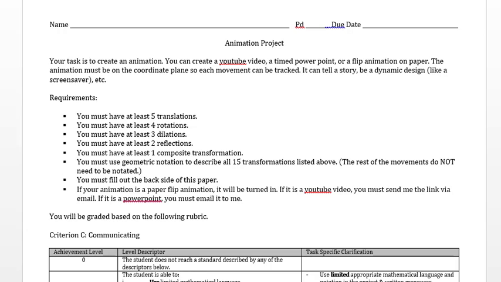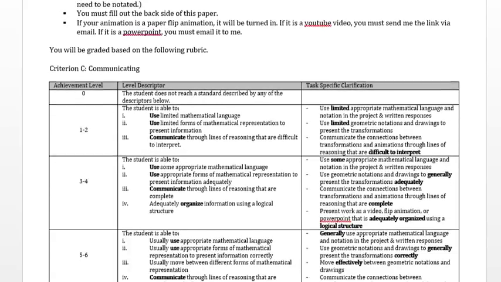You have to fill out the back side of this paper. And if your animation is a paper flip animation, it will be turned in. If it's a YouTube video, send the link via email. If it's a PowerPoint, it needs to be emailed. So you can read the rubric.